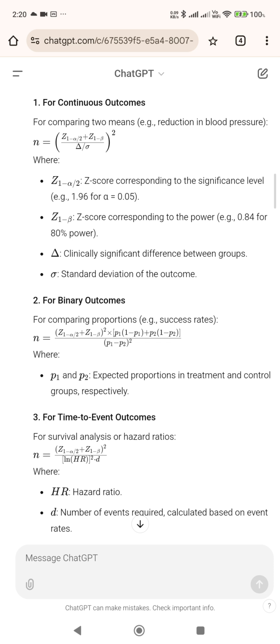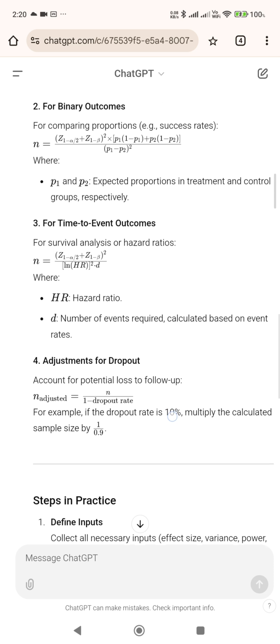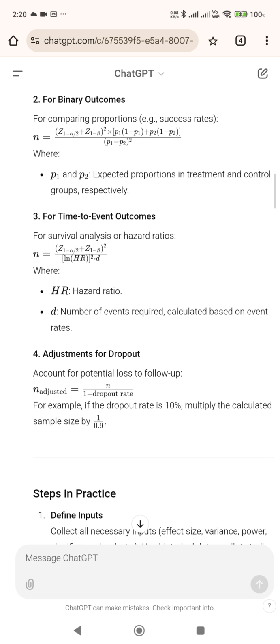2. For binary outcomes, for comparing proportions, success rates: n equals the fraction (z of 1 minus alpha over 2, plus z of 1 minus beta) squared times p1 times (1 minus p1) plus p2 times (1 minus p2), over (p1 minus p2) squared, where p1 and p2 are the expected proportions in the treatment and control groups respectively. 3. For time to event outcomes, for survival analysis or hazard ratios, n equals the fraction (z of 1 minus alpha over 2, plus z of 1 minus beta) squared over the log of the hazard ratio squared, times d, where HR is the hazard ratio and d is the number of events required, calculated based on event rates.